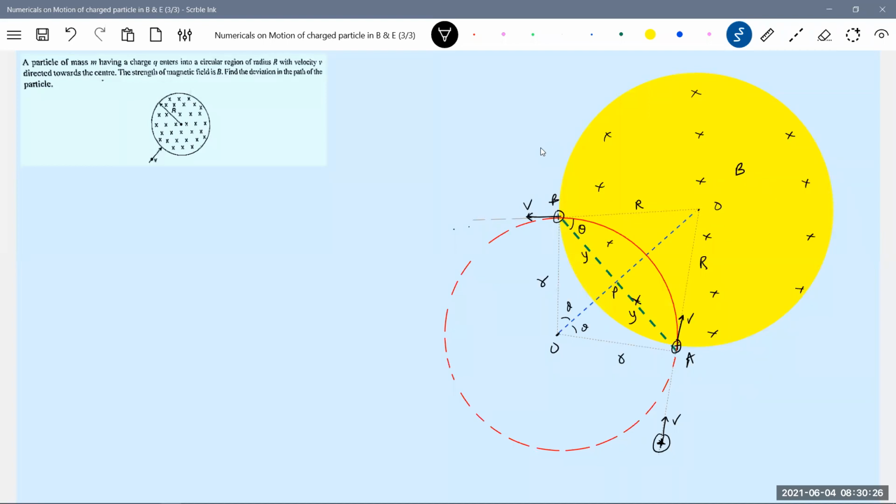So what is small r? Small r is mv by qB, is what we are assuming. The radius of the circular path of the charged particle will be inside the magnetic field, not outside. It will not move in a circular path outside. Only when it is inside the magnetic field, it is going to move in a part of a circle. So first we'll write cos theta equals y by r. Sin theta is equal to y by small r. What is small r? mv by qB. So this will become qB by mv. So this is sin theta.